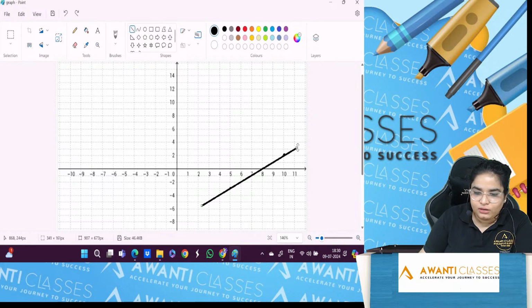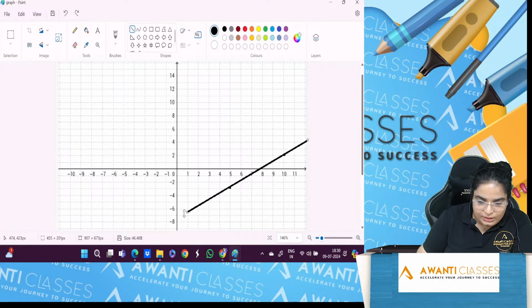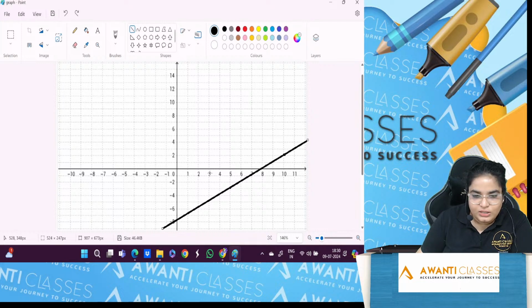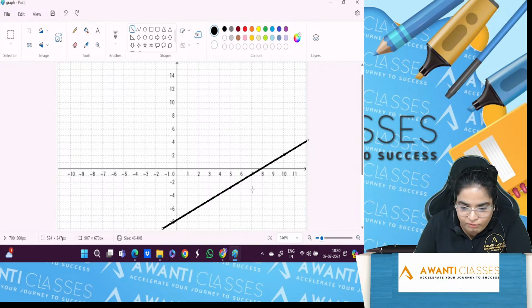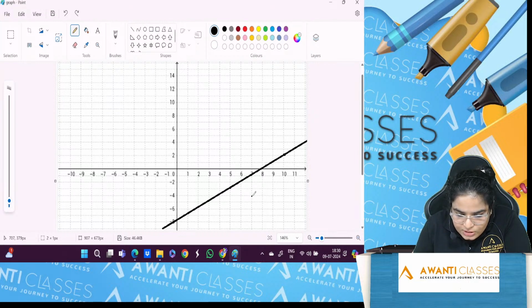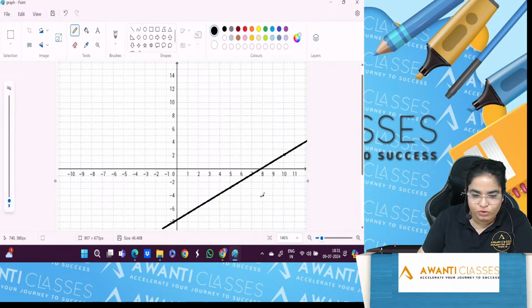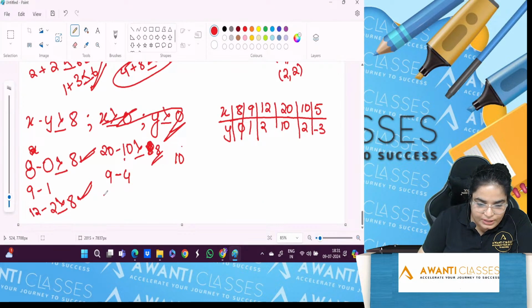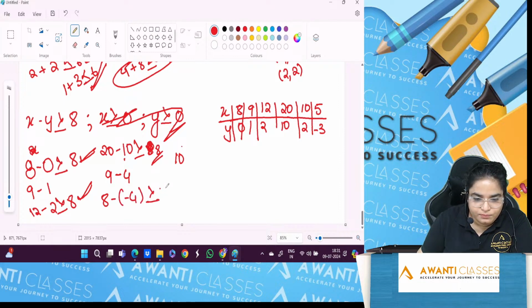Okay, that line is the inequality. Now, which way to shade, this way or this way? How can we find out? Simple way is to see one point here. What is this point? If we take this point, for example, x is 8, y is -4. If we do x minus y, 8 minus -4, will that work? Yes, it will work.